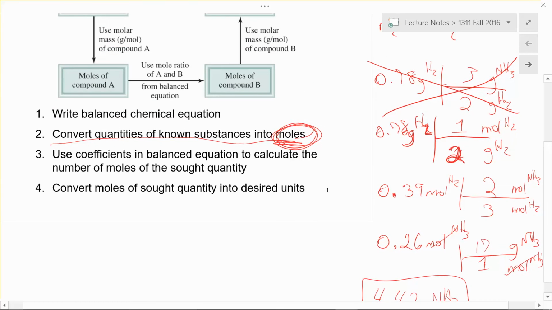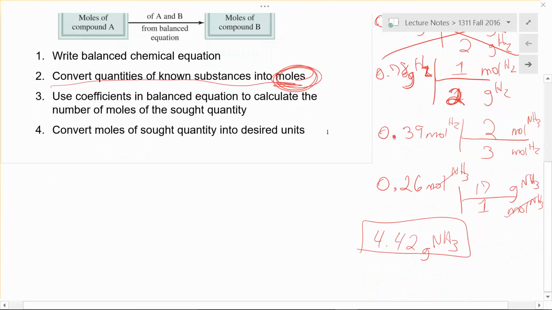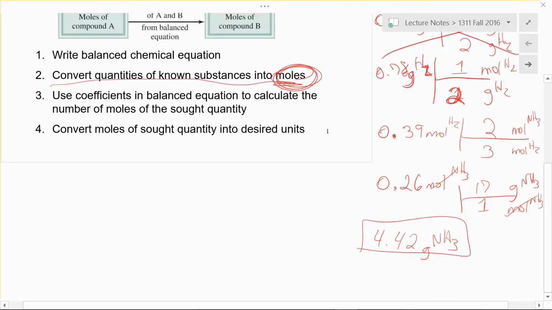So 0.78 grams of hydrogen will produce, with enough nitrogen, if there's just plenty of nitrogen around, obviously, to react with, okay? Because we weren't even considering the nitrogen, right? But we're just saying there is nitrogen. So 0.78 grams of hydrogen would produce 4.42 grams of NH3.